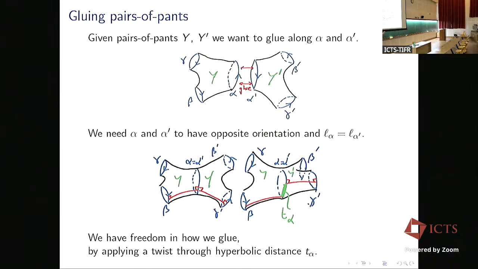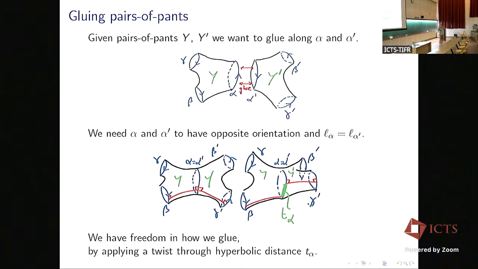And now I'm fixing the left-hand one, and then I'm twisting the other one. Hopefully my drawing indicates that I've twisted by a distance, which I'm calling t. That's going to be a hyperbolic distance. I'm always going to be thinking of hyperbolic distances for my twist. Now that twist can be positive, if I'm thinking of the direction I've drawn there. It could be negative if I'm going in the opposite direction. And I can twist as many times as I like.